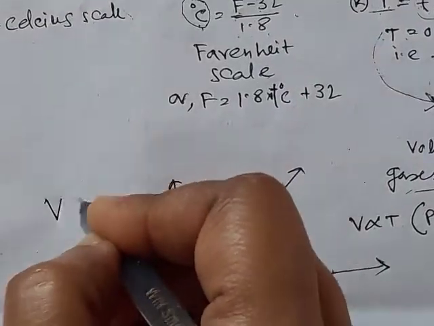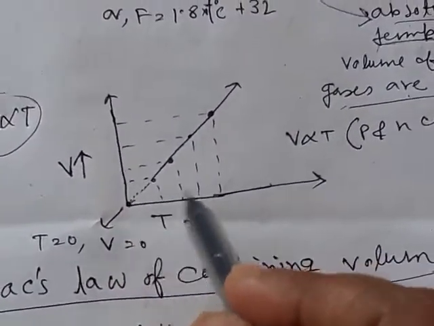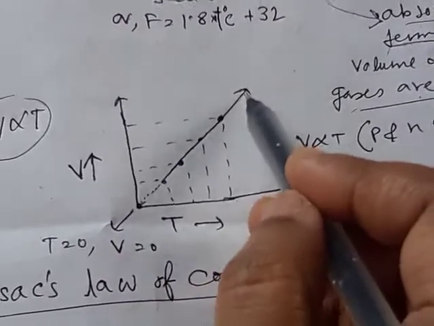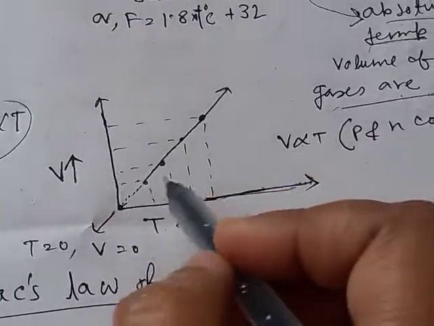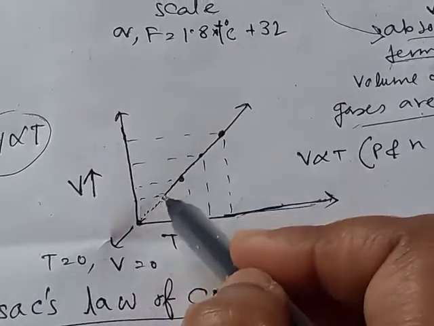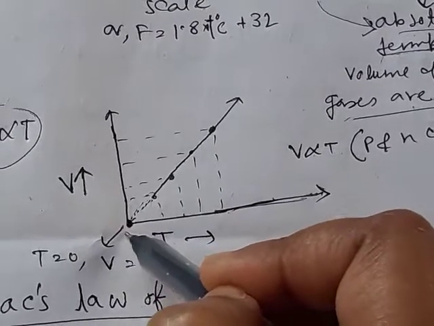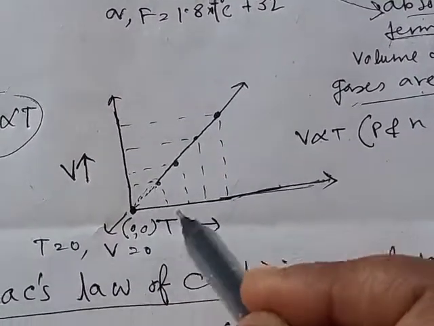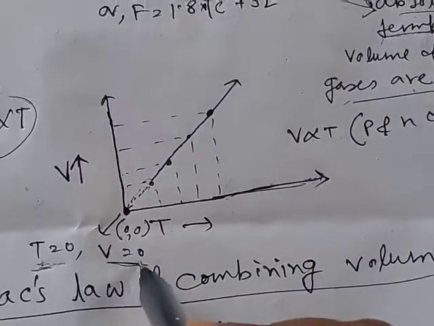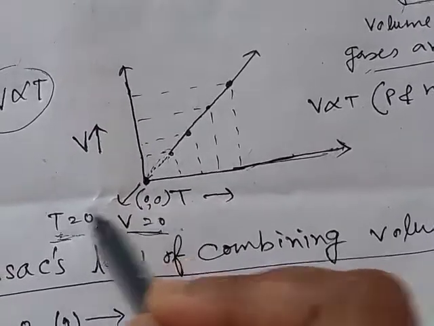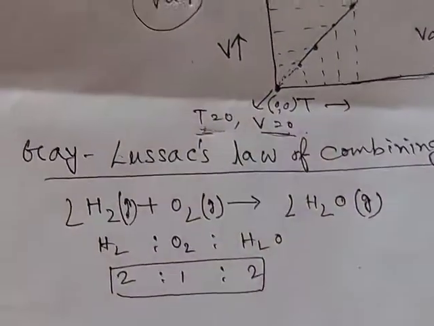We know volume is directly proportional to temperature, from Charles's law. So you put V along the y-axis, T along the x-axis, then you will get a straight line inclined to the x-axis, that is the temperature axis. And if we extrapolate this line, then this line passes through 0, 0, that is volume 0, temperature 0. That means from this graph, when T is equal to 0, then V is equal to 0. That means the volume of gas will be 0 at a temperature of 0 Kelvin. So this is called absolute zero temperature.